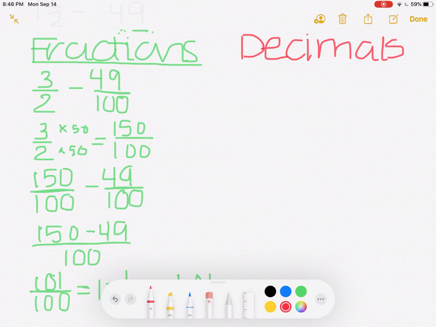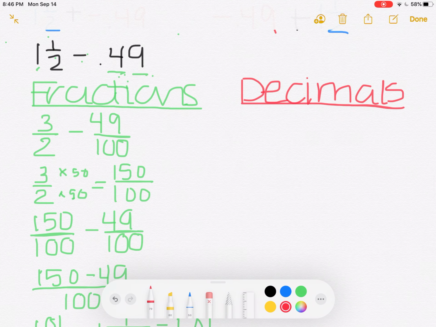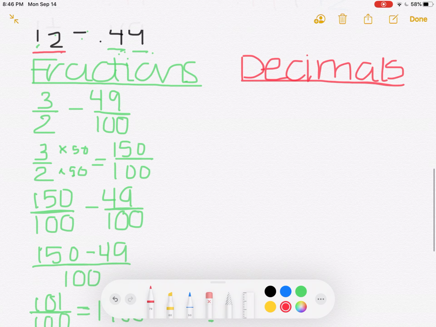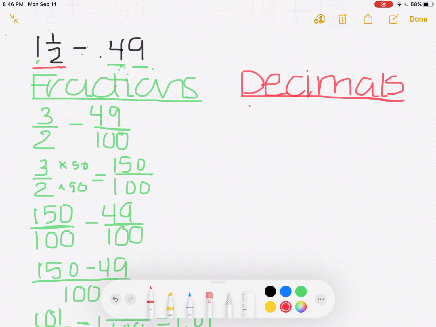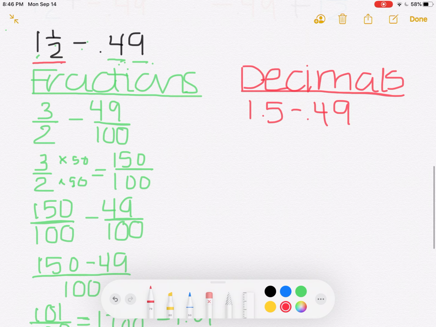So if we look at decimals, we can convert the 1.5 now to decimals. So a half, remember, it's 0.5, so we have 1.5 minus 0.49. Well, actually, let's just work this out. So let's work out 0.50 minus 0.49.